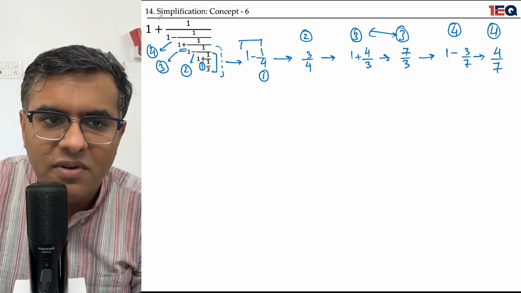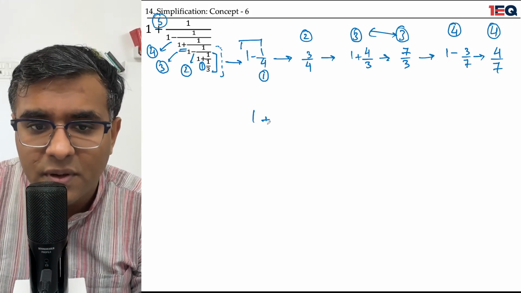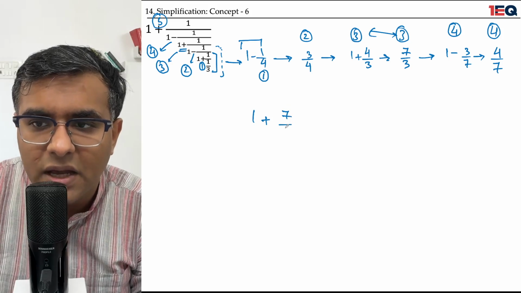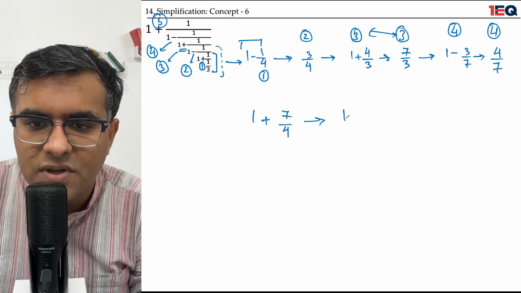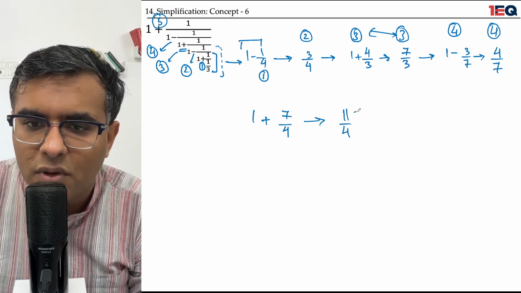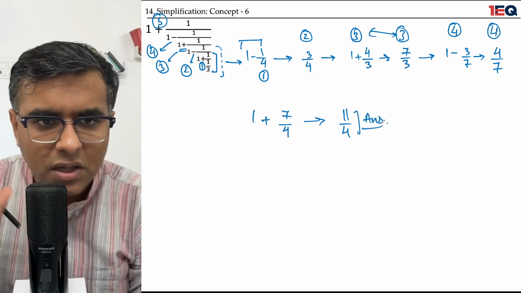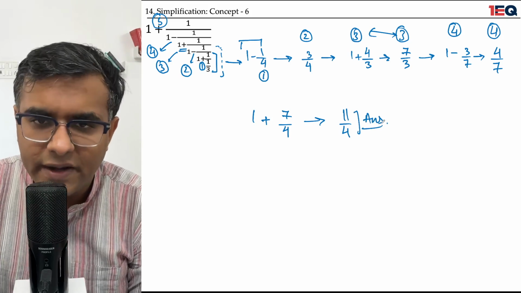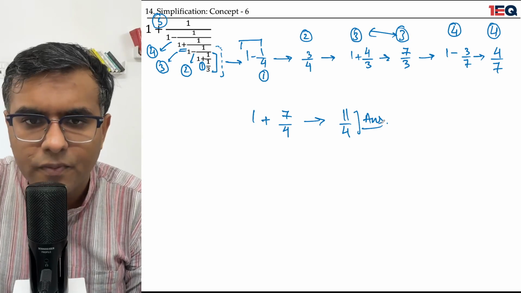Now reaching point number 5, which talks about plus. So 1, and I also have to flip it. 1 plus 7 by 4 is my output, and the final answer comes out to be 11 by 4. So this is my final answer. The only difference is that there are alternating plus and alternating minuses which we need to follow.